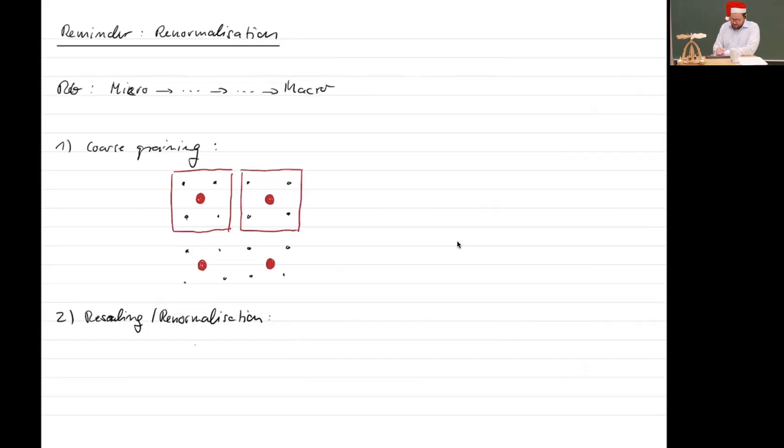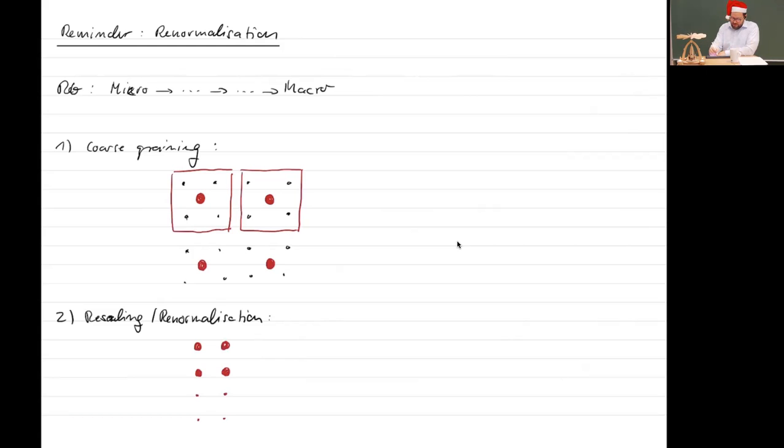And by this we first rescale lengths so that our new lattice sites have the same lattice spacing as the old lattice sites. And we also need to rescale energies, to renormalize the field, so that the new spins have the same magnitude, for example, +1 and -1 as the old spins.